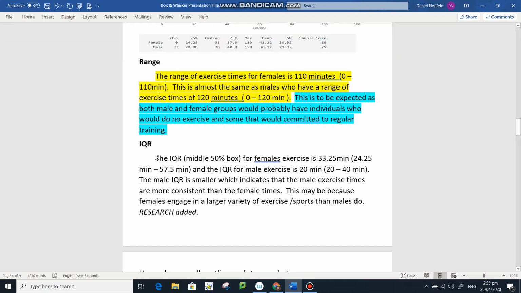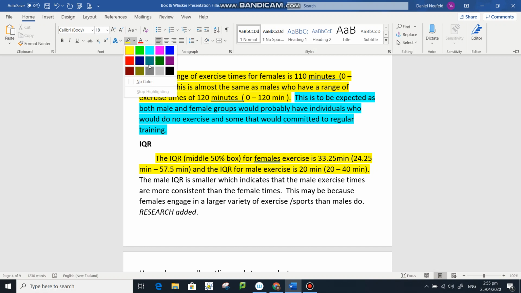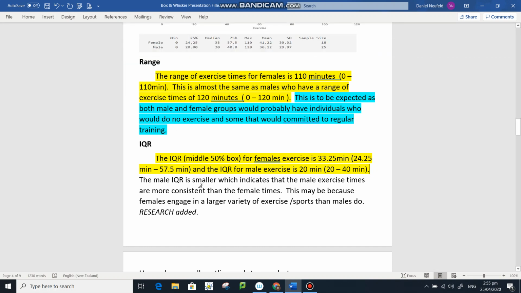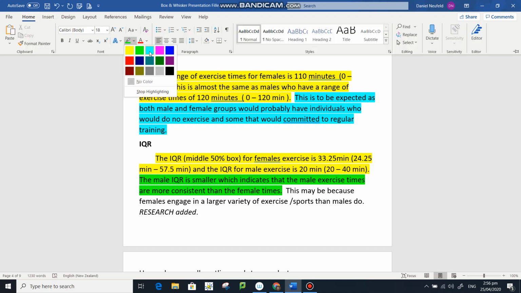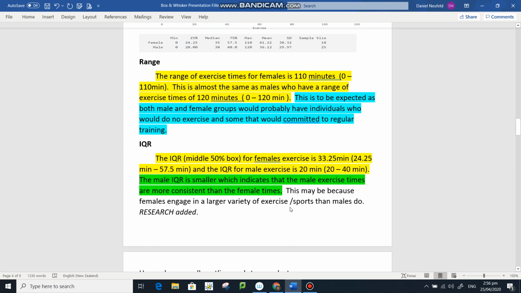Now again, at this point, from here to here, saying what it is, that's our achieved. Talking about what it means, that would be our merit. This would be our merit here, because one IQR is smaller, that indicates that the males have more consistent times. And then when I start to go into the reasons why they might have more consistent times, that's when I get into my excellence, sorry.